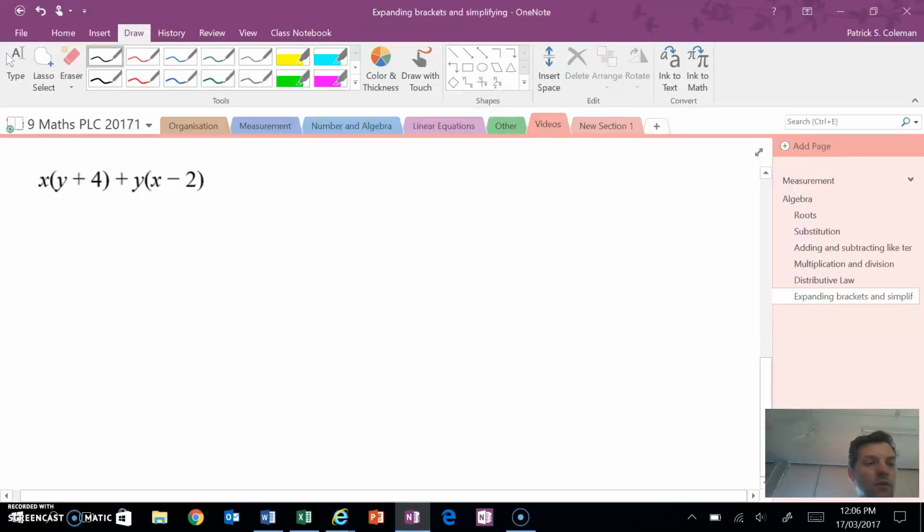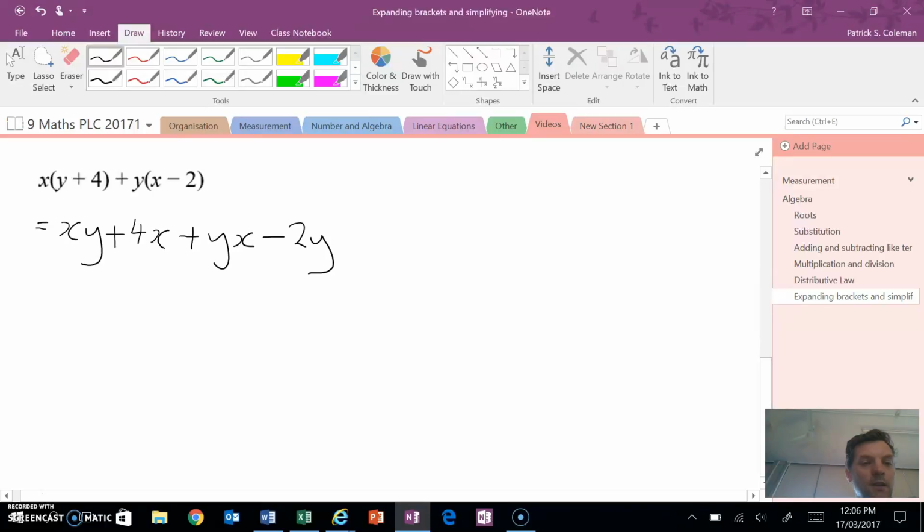So this time we've got x times y, so we can evaluate that to be xy plus 4 times x, so we're going to go 4x. So just a reminder with that, we always put the coefficient out in front, so the number out in front. So we've dealt with the first lot of brackets. Second lot of brackets, we've got x times y, so yx minus 2y, sorry, because we have y times by -2.